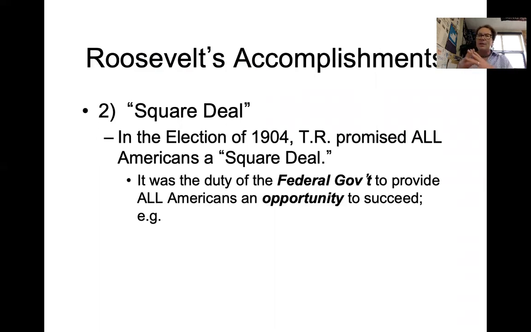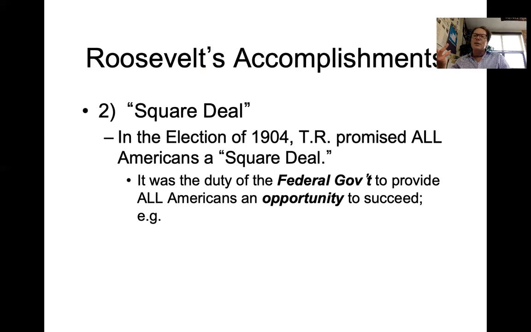And basically, if you write this down, the square deal, in my interpretation of it, is he believed it was the duty and responsibility of the federal government to provide all Americans an opportunity. It's kind of like, maybe it's a bad analogy, but I was thinking about Andrew Carnegie and the Gospel of Wealth, when Carnegie said it was the duty of rich people, once you make all your money, to create opportunities for people. So Roosevelt's basically saying now it's the job of the federal government to look out for the American people and give you opportunities to be successful.